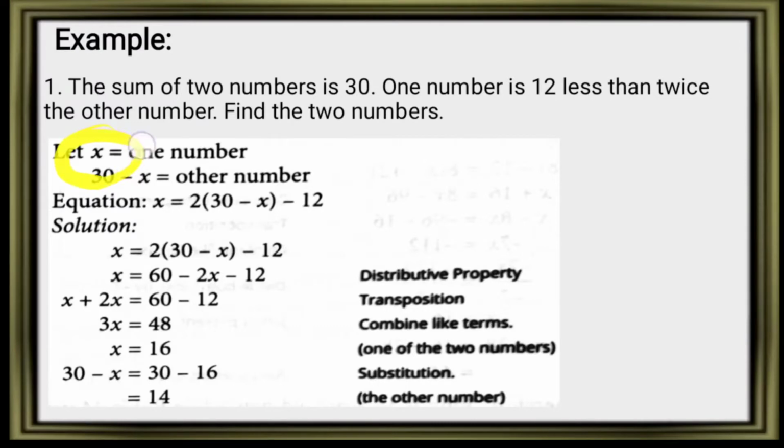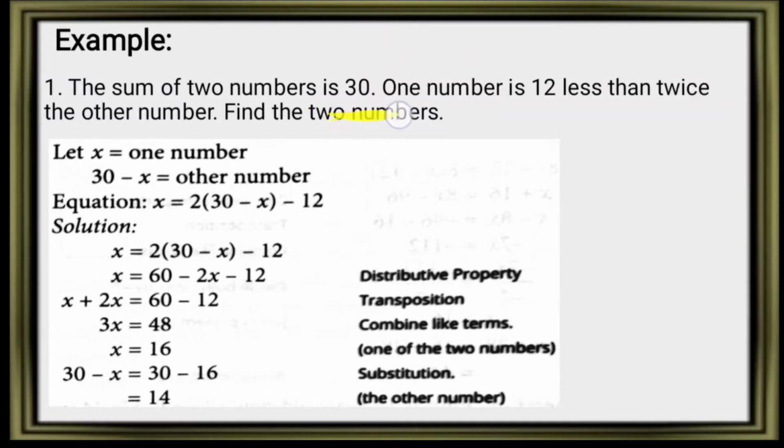assign variable to the missing values or unknown values. So we will let x be the one number. Okay, as you can see, one number is 12 less than twice the other number. So suppose x be the one number. Then the other number, we will let 30 minus x because it says that the sum of two numbers is 30. So when we subtract x from 30, we are able to find the other number, okay? Because x plus other number is equal to 30. Okay, we just reversed this statement, okay?